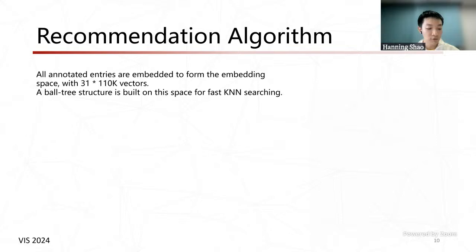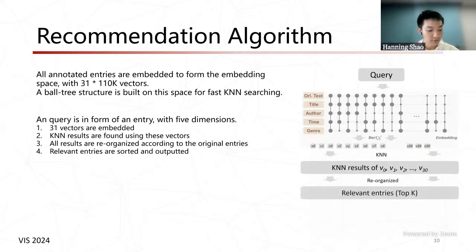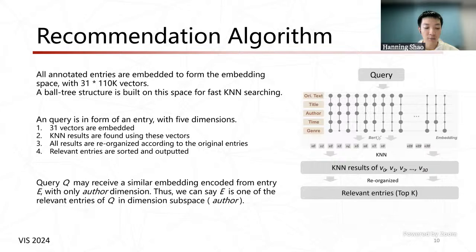And with this model, we can form the embedding space with all entries from the data table. And for each query, we adopt a similar dimension dropout method to generate 13 vectors. And for each vector, the KNN results can be found in the embedding space as relevant ones. We finally reorganize all these results and choose the top K ones as recommendations.